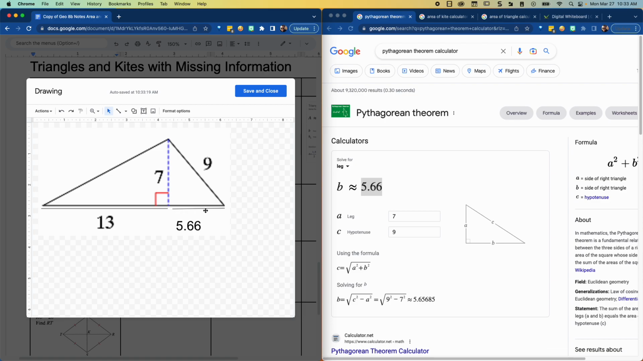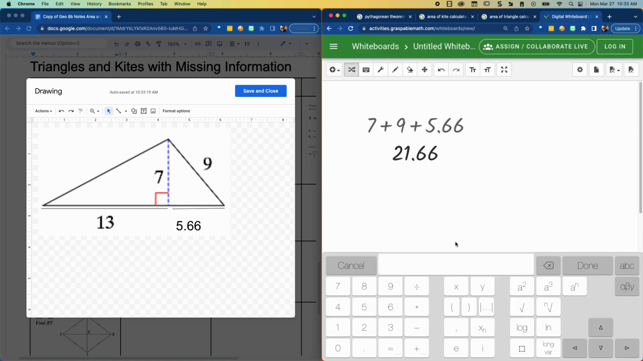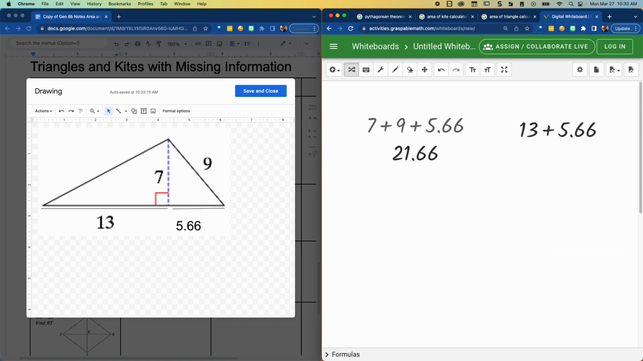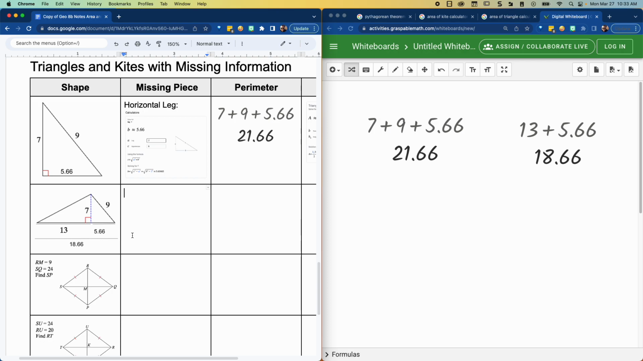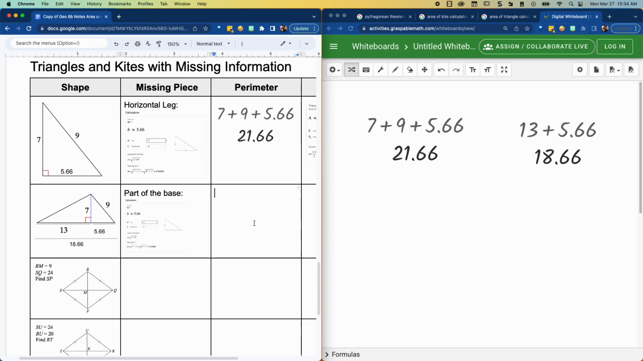Now I have that distance, 5.66, and this distance, 13. I need to put those two things together. So I need to say 13 plus 5.66 to get a total of 18.66. If I wanted to calculate the full distance from left to right, that is 18.66. Let's copy and paste this text box and put it down here. Say 18.66. Awesome, so it's all the way across as 18.66. What were we missing here? We were missing part of the base, and we did the same calculation as before with the Pythagorean theorem to calculate that missing part of the base.